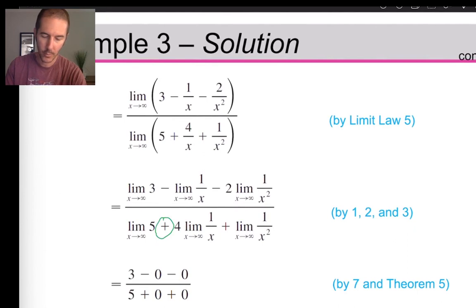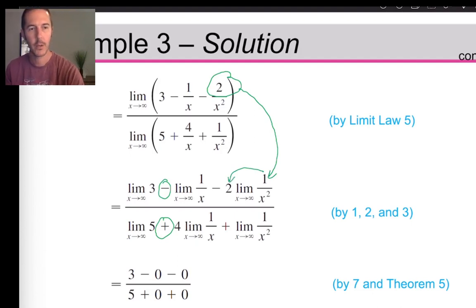we've distributed over subtraction, and there was this multiple of 2 in the numerator of this fraction, and you see that it's not here anymore, and that's because we factored it out. I believe that was limit law 3. So we've utilized all of those, and now we're going to evaluate these limits.